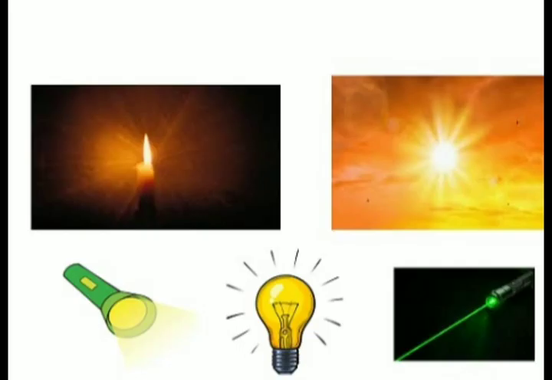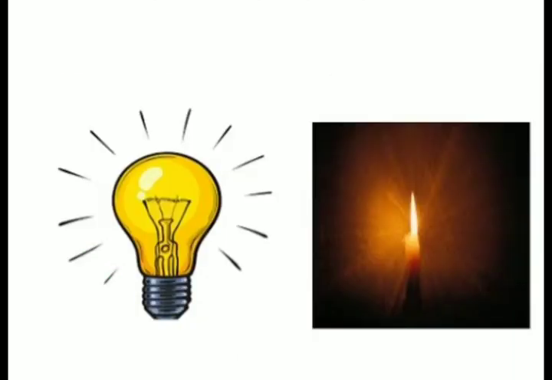If you compare light from a bulb and a candle, they are not exactly the same. Similarly, if you compare a torch with the sunlight, they are also different. So these all are different sources of light and they are different from one another. But all of them are lights and all of them help us to see things around us.